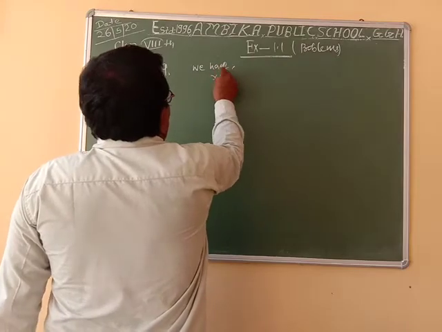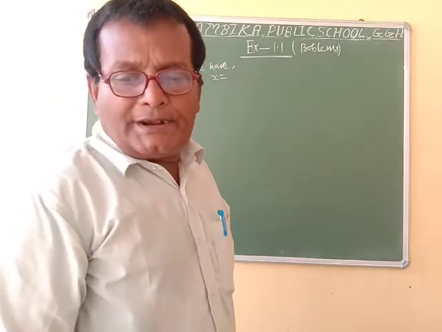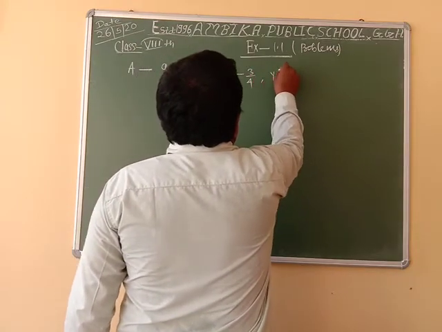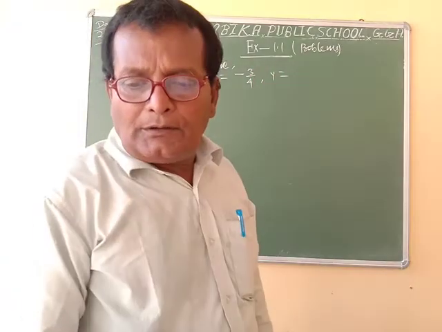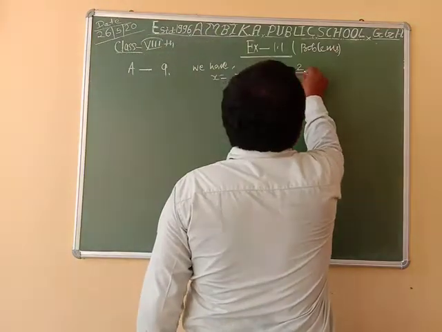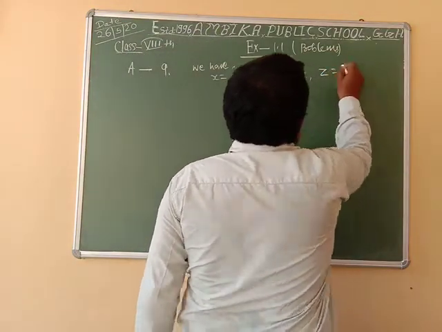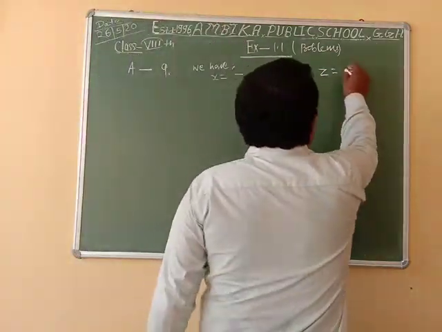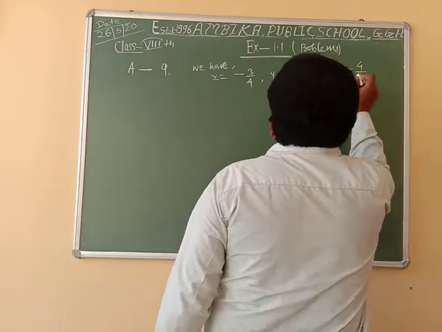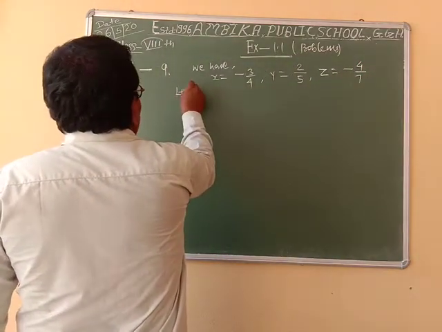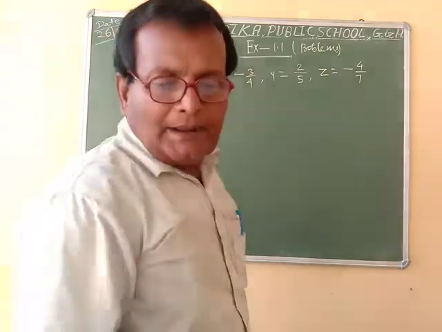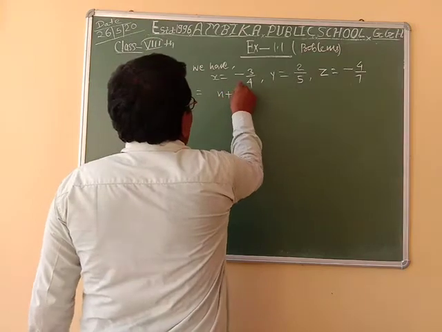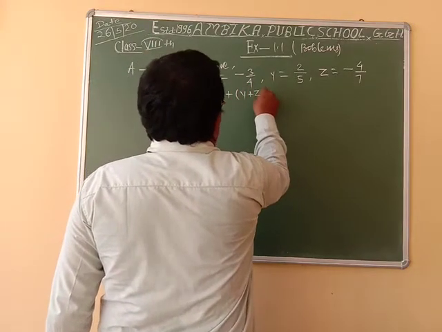x is equal to minus 3 by 4, y is equal to 2 by 5, and z is equal to minus 4 by 7. LHS is equal to x plus (y plus z); x plus, in bracket, we write y plus z.